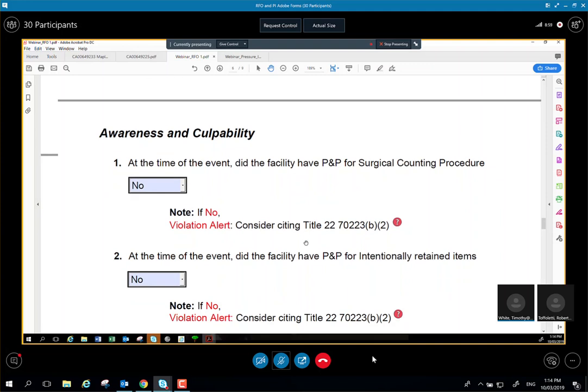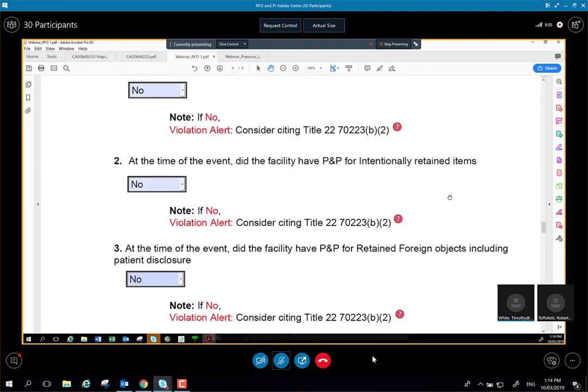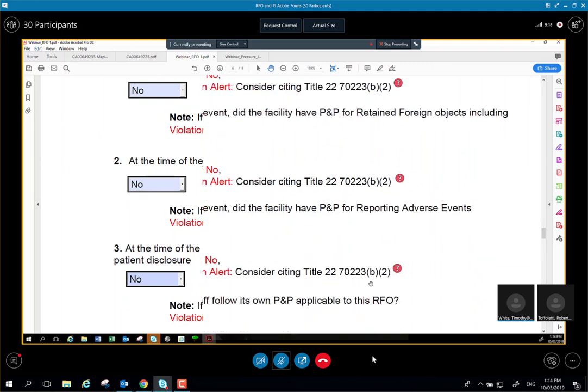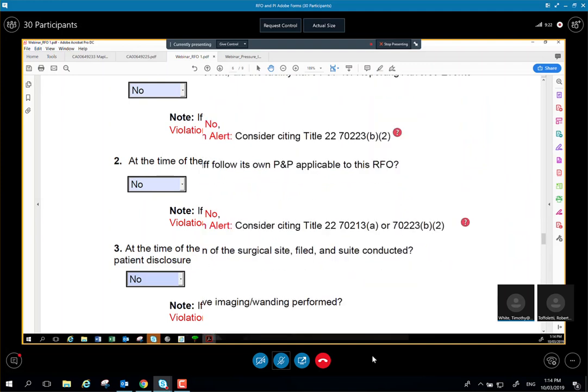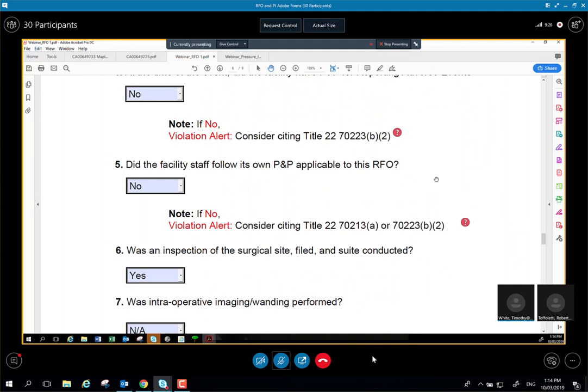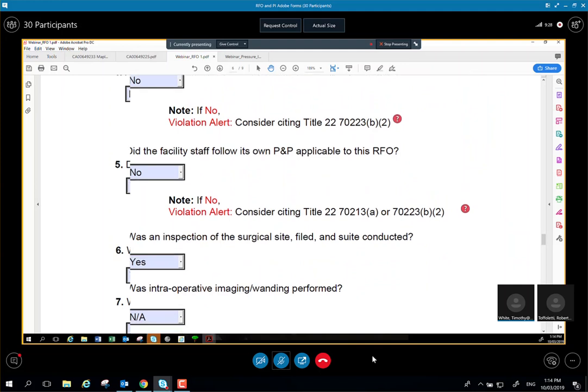We want to look at their awareness and their culpability. Were they aware? Did they have policies that guide them for counting procedures? Did they have a policy for intentionally retained items? If in fact it was intentionally retained, because we do see that fairly often. Patient disclosure, reporting to us. Did they follow all these policies? If no, then we want to look at the policy sections in Title 22.